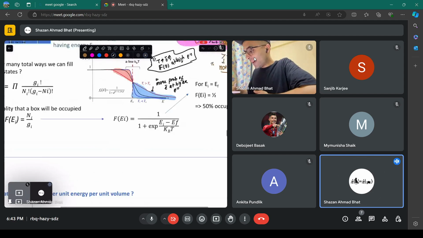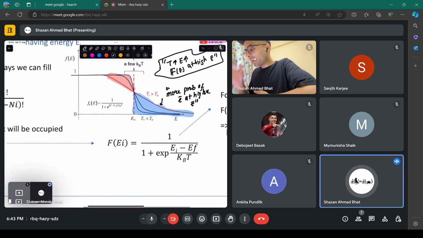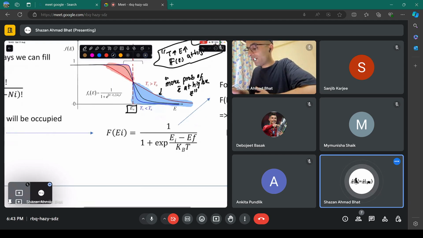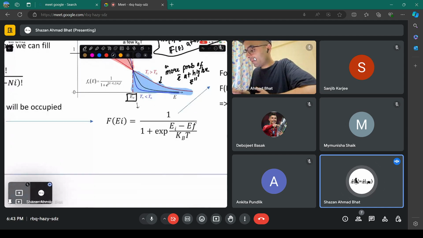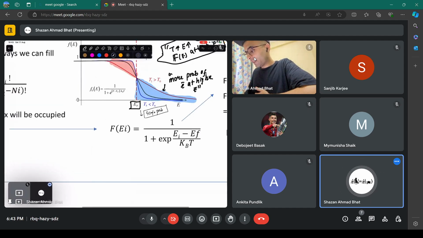Now, that particular energy level where there is a demarcation: at 0 Kelvin, below the Fermi level there is a maximum probability of finding the electrons, and above the Fermi level there is zero probability of finding the electrons. That particular level is called the Fermi level. Or maybe you might have heard somewhere that the Fermi level is a level where there is 50% probability of finding the electrons. That again comes from this particular fact.